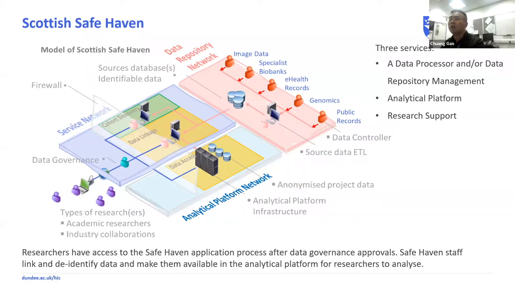Most safe havens use the NHS network as the data repository network, but we do see some safe havens, for instance Aegis or DaSH, Grampian Safe Haven, that have some of the identifiable data in the service network. But that part of the network is totally separate from the daily running of the service network. So it is still quite a secure network. It's using the same network, but it's totally separated from the daily running of the safe haven tasks.